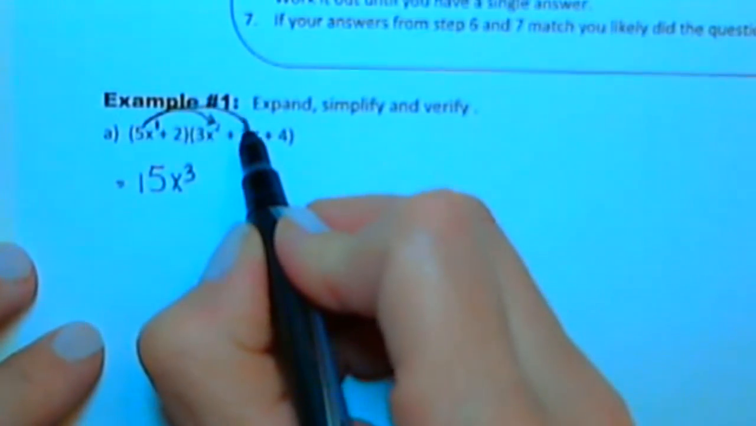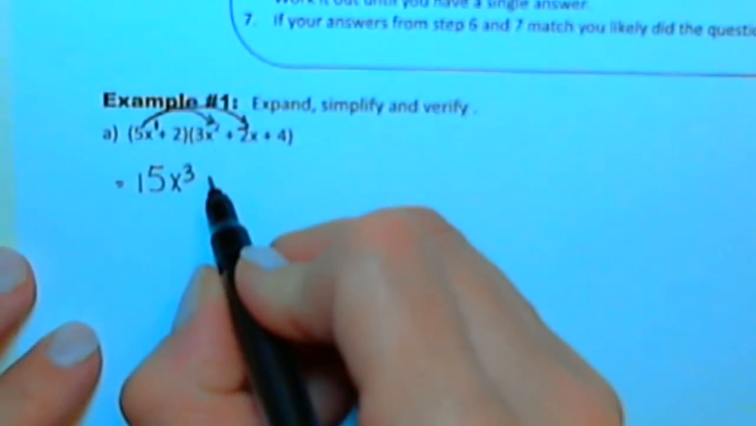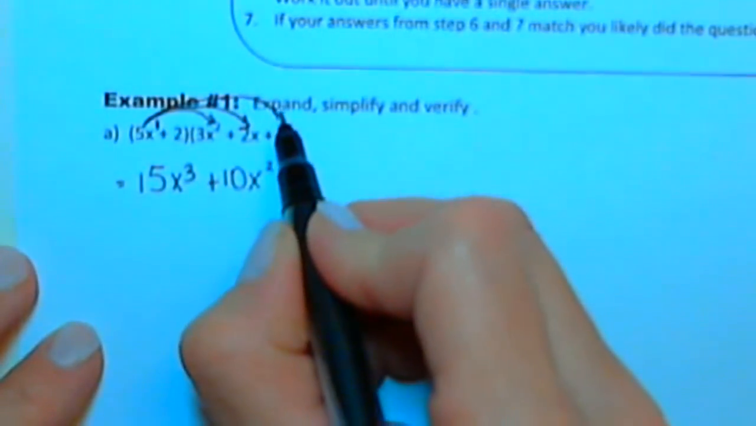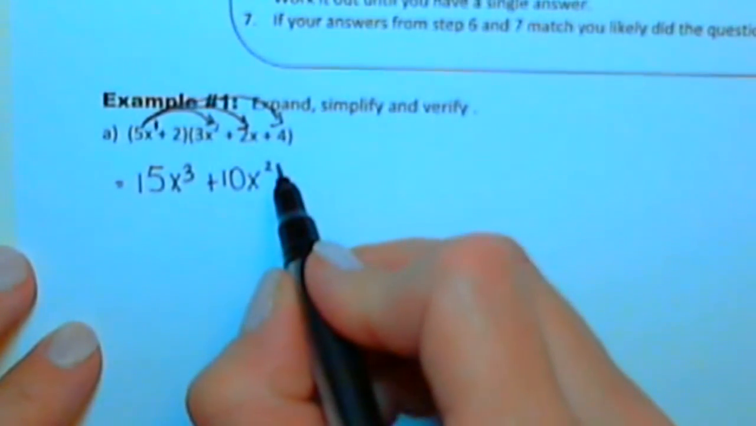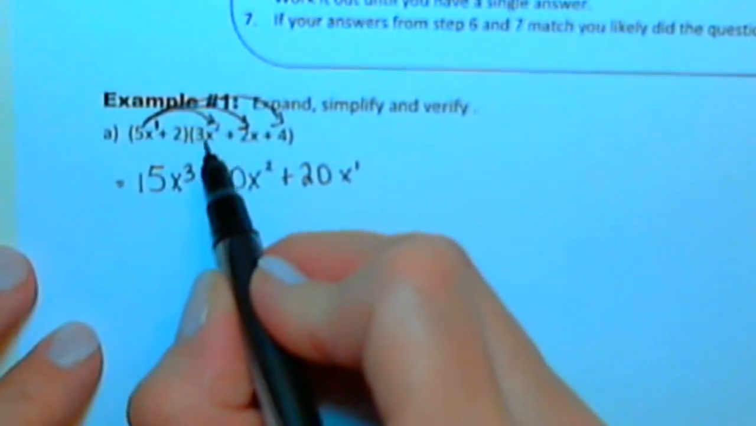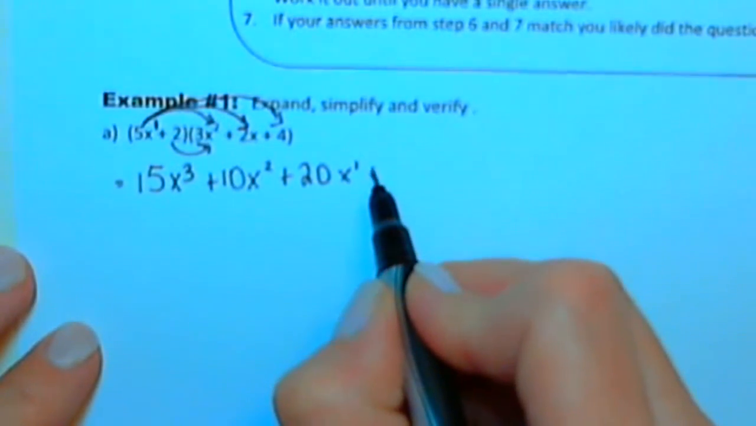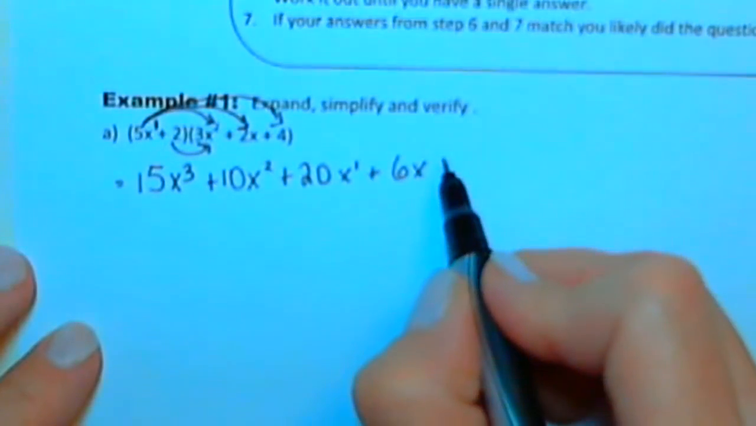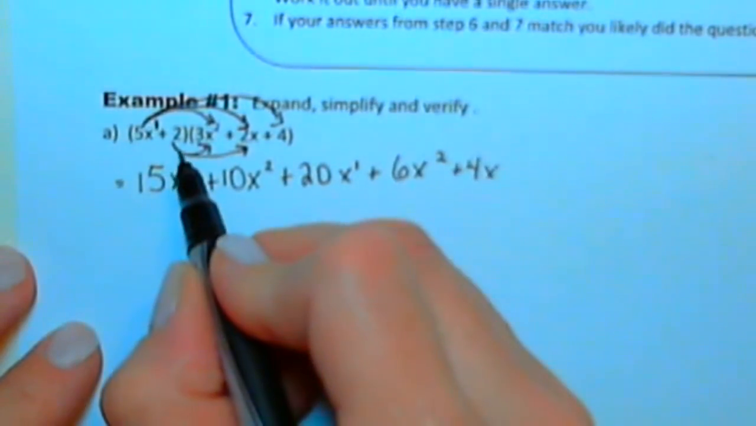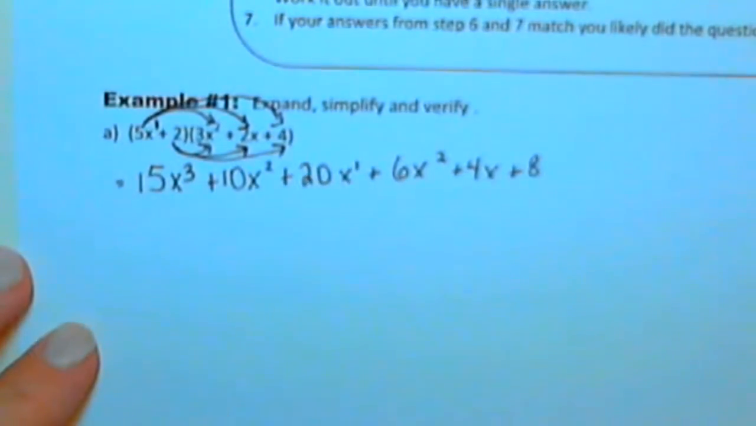Now that 5x to the 1 needs to be distributed to the 2x. 5x to the 1 times 2x is plus 10x to the power 2. And then that 5x needs to be distributed to the 4. And 5 times 4 is 20 with an x to the 1. Now, likewise, this 2 is going to be distributed to everybody. 2 times the 3x squared is 6x squared. 2 times the 2x is plus 4x. And 2 times the 4 is plus 8. So, step number 1 done, expanded.